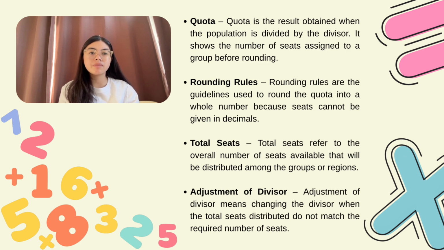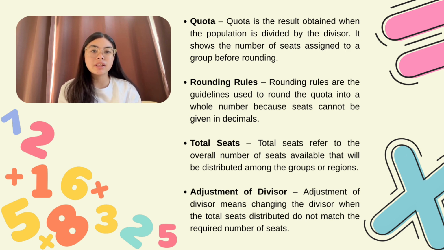Next is quota. Quota is the result obtained when the population is divided by the divisor. It shows the number of seats assigned to a group before rounding. This means the answer we get after dividing the population by the divisor. Next is rounding rules. Rounding rules are the guidelines used to round a quota into a whole number because seats cannot be given in decimals. This means rules used to change decimal numbers into whole numbers.